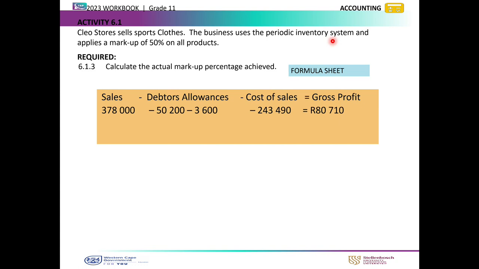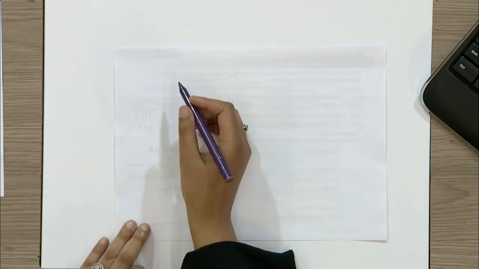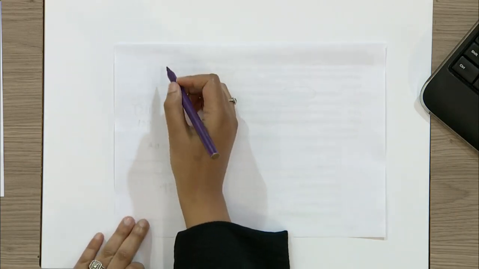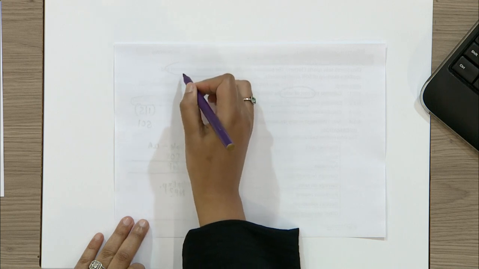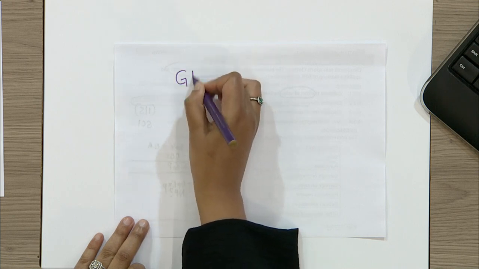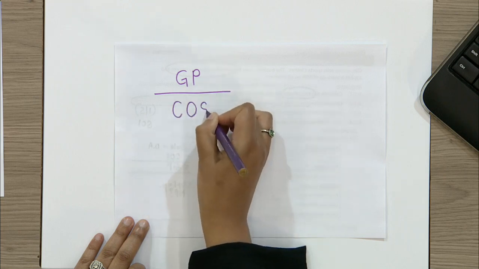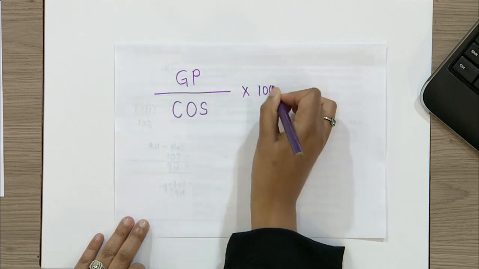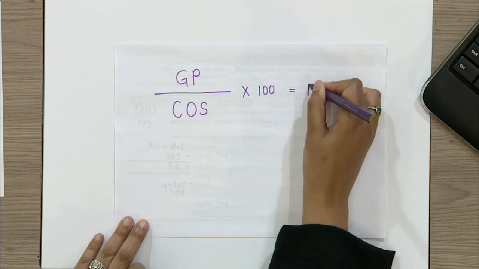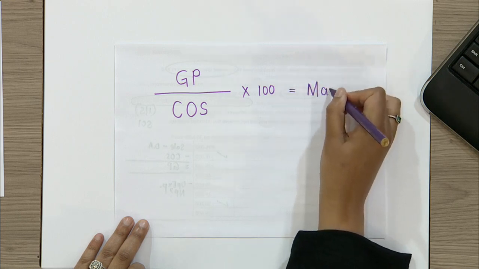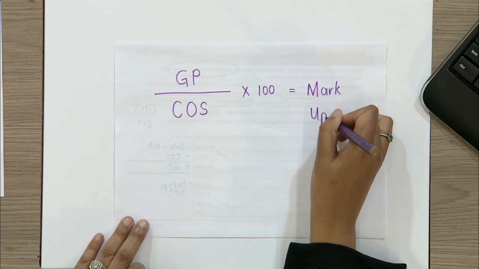I just want to remind you that you are given the formulas in your formula sheet. You have to know the formula. I just want to write out for you as well the ways that we can get this formula. So to get this formula, use your gross profit divided by your cost of sales times it by 100, and that is going to be your formula to calculate the markup achieved.